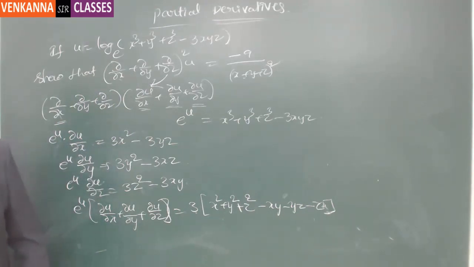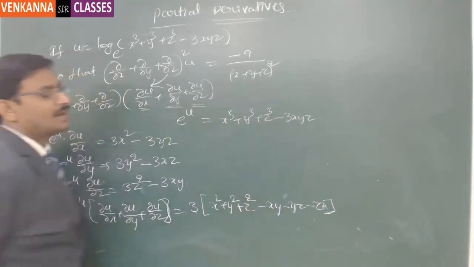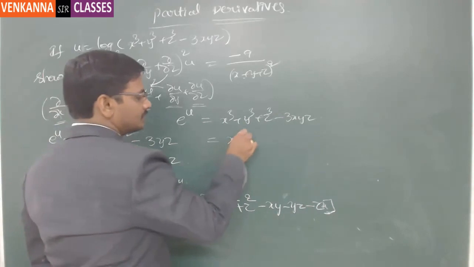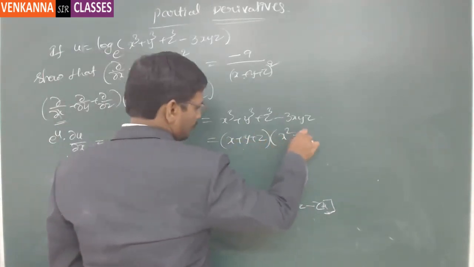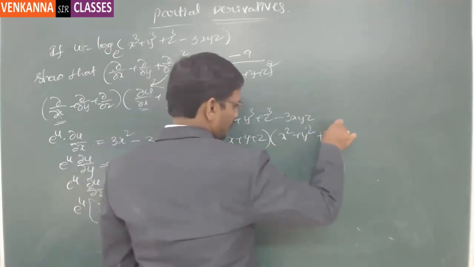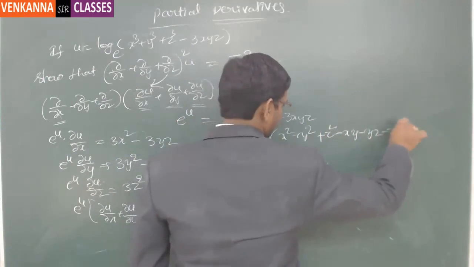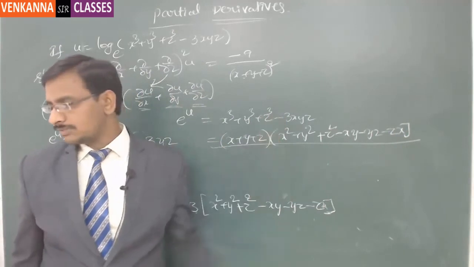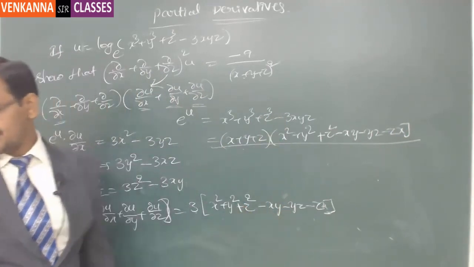Now once you write in this format, then e^u is nothing but x³ plus y³ plus z³ minus 3xyz. But if you factorize this, if you remember, this is (x plus y plus z) times (x² plus y² plus z² minus xy minus yz minus zx). So this is how you can factorize it. If you want, you can multiply these two, you are going to get this. Got it? Now exactly the same factor is present here.